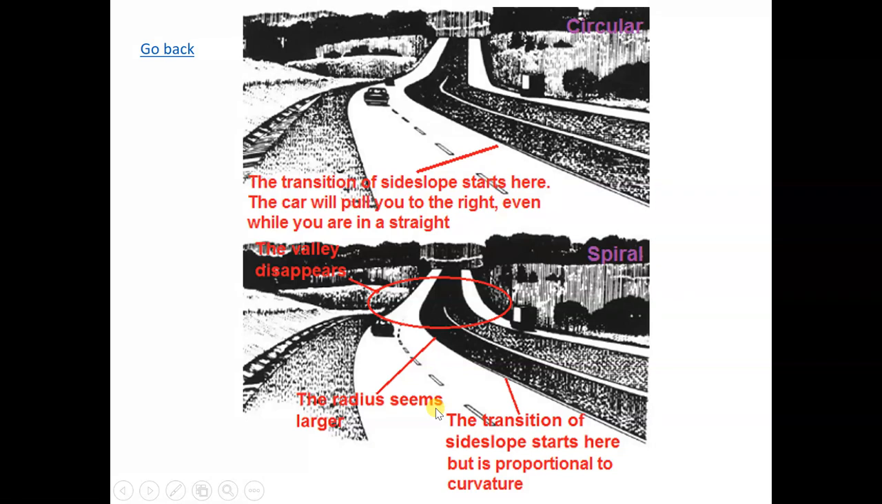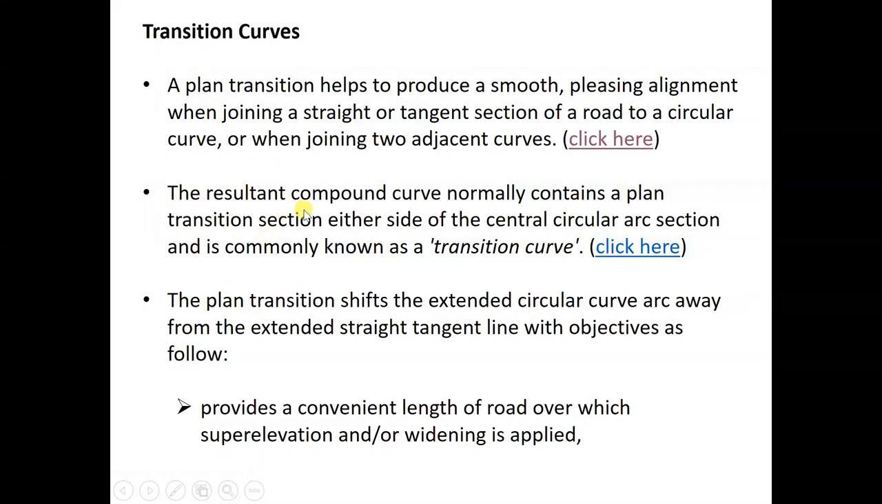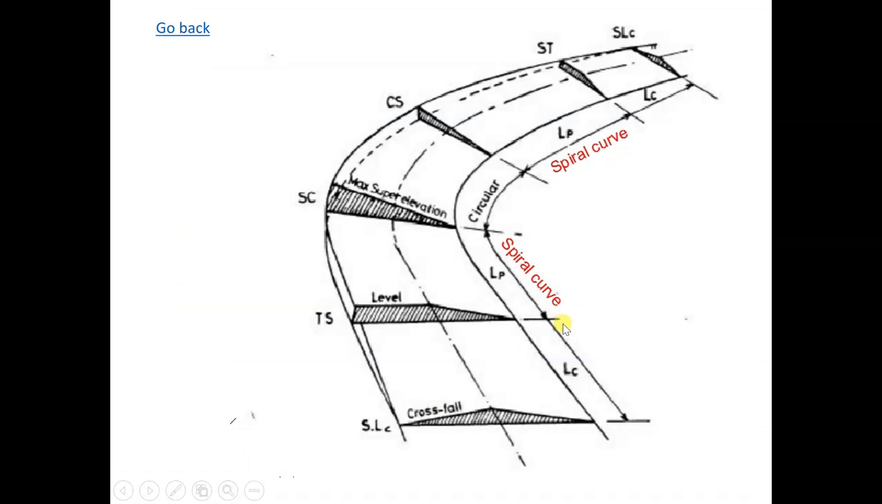But if the P, the shift, is smaller than 250 mm, you don't need to do that. If it's more than 250, we need to implement the transition curve on both sides of the circular curve. The resultant compound curve normally contains a planned transition section either side of the central circular arc section, commonly known as transition curve. We call it either a spiral curve or transition curve. This spiral transition curve is on both sides of the circular curve. This one is probably not represented correctly. Normally the circular section is longer, 1.5 to 3 times longer than the spiral curve.